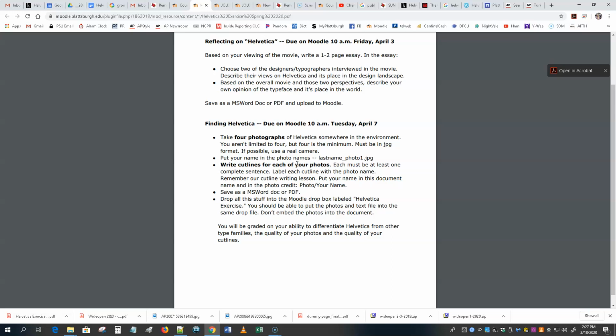Please try to make these interesting images that you can imagine wanting to use and show, because you're going to need to use them. You're going to be using them in an assignment. So a minimum of 4, I'd say a maximum of 8, probably. You need to save them as JPEGs, and you're going to be uploading them to Moodle. If possible, use a real camera. Your phone is probably okay too, in most cases.